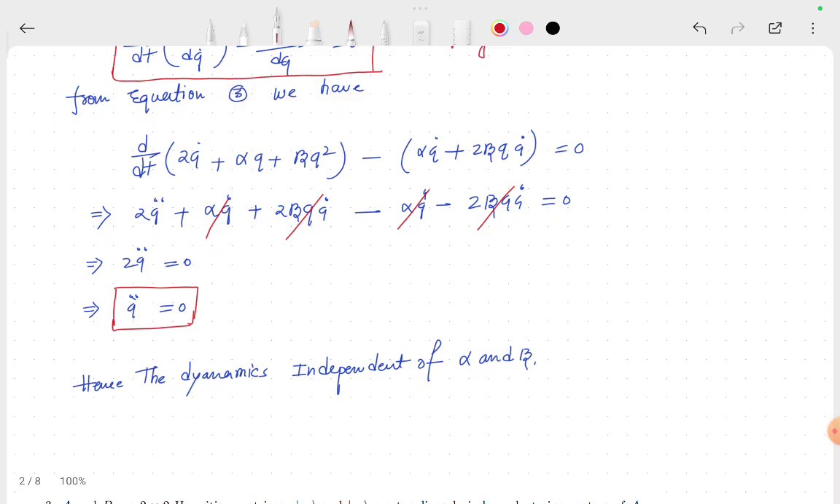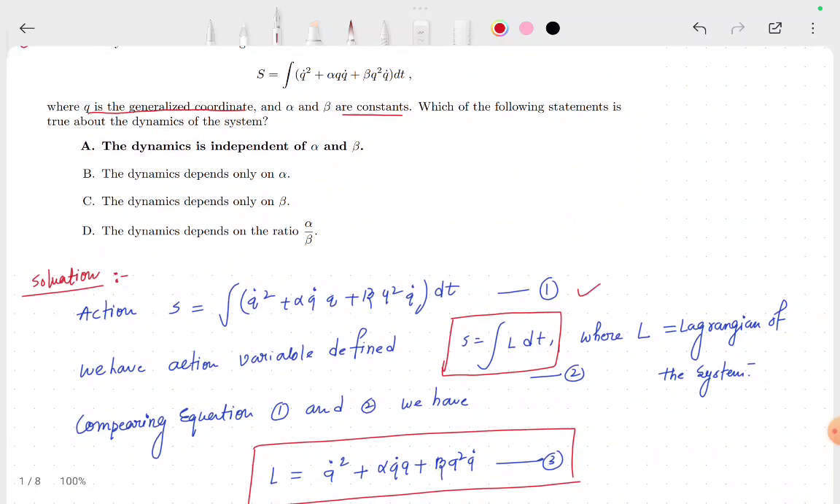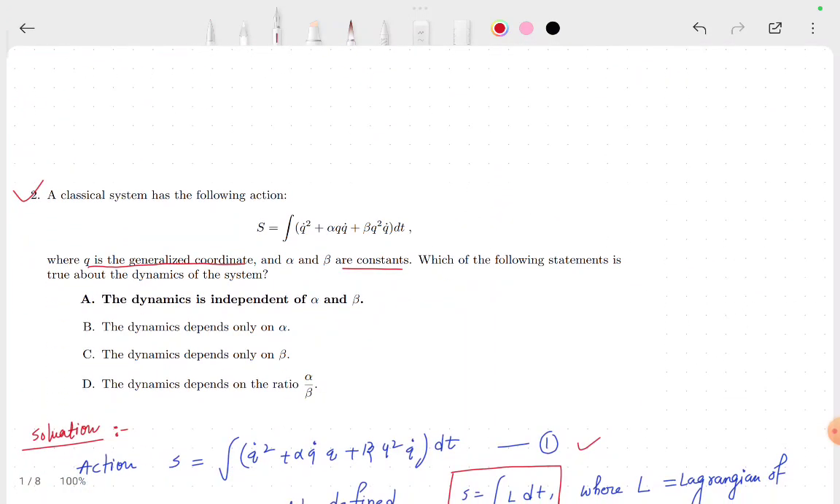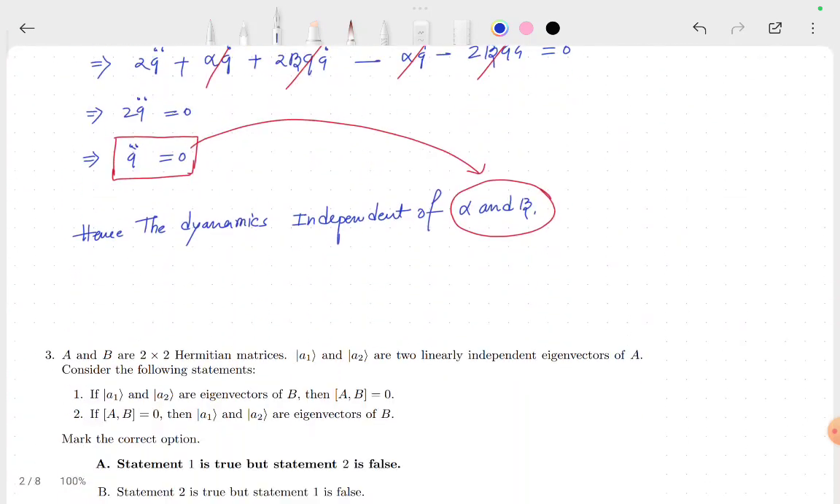It means the dynamics is independent of alpha and beta. We can easily say that the dynamics of the system is independent of alpha and beta. So option A is the correct answer. Clear? Option A is the correct answer. Okay, next we go to the next question.